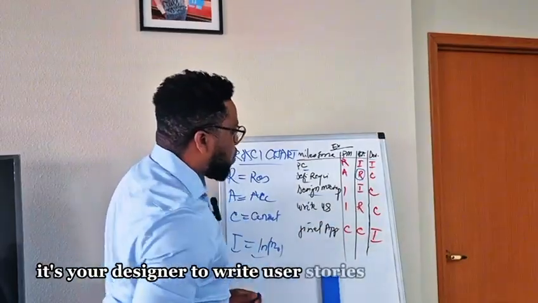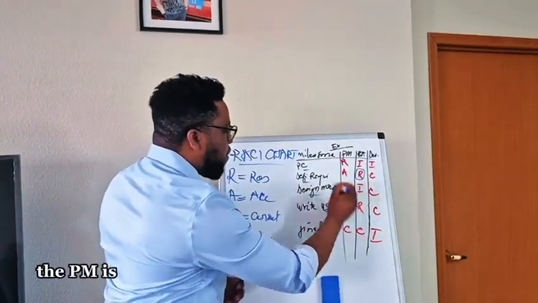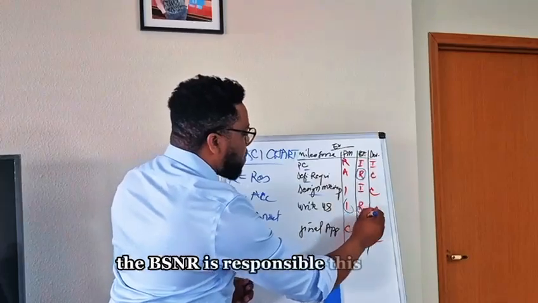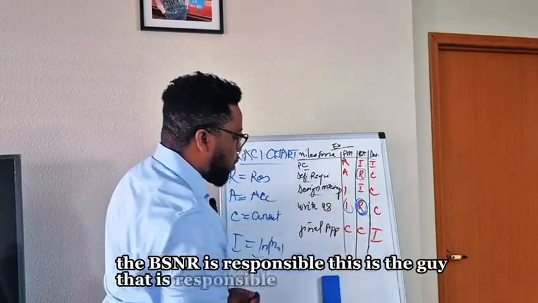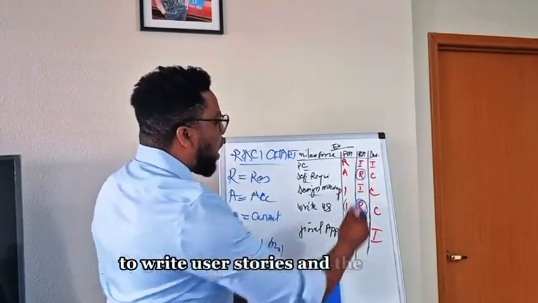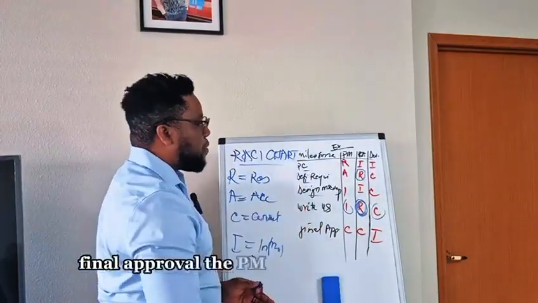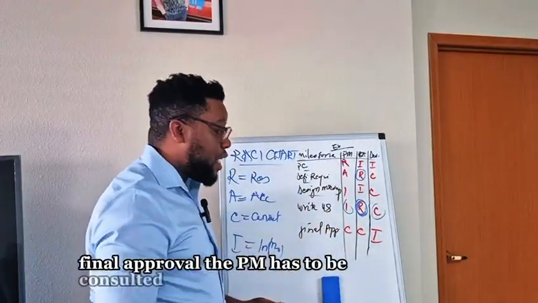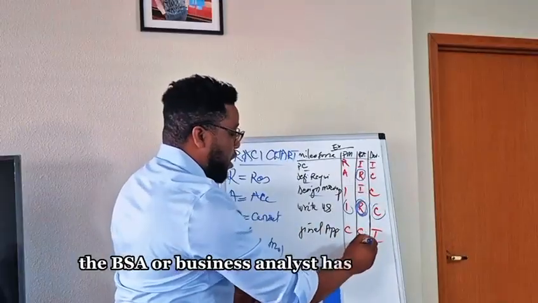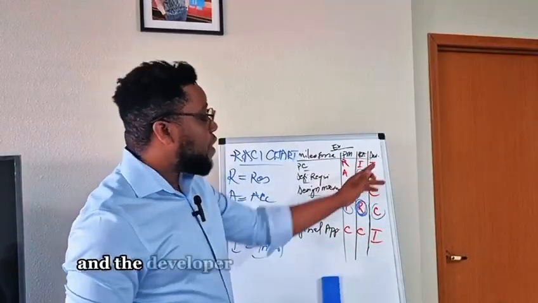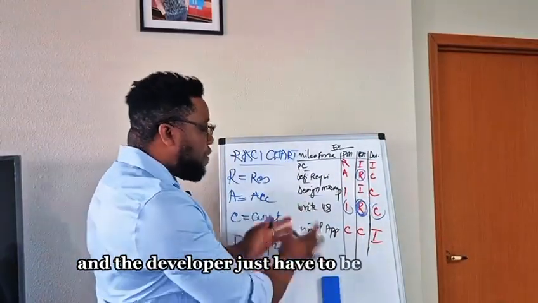To write user stories, the PM is informed. The BSA is responsible. This is the guy that is responsible to write user stories, and the dev guys have to be consulted. Final approval: the PM has to be consulted, the BSA or business analyst has to be consulted, and the developer just has to be informed.